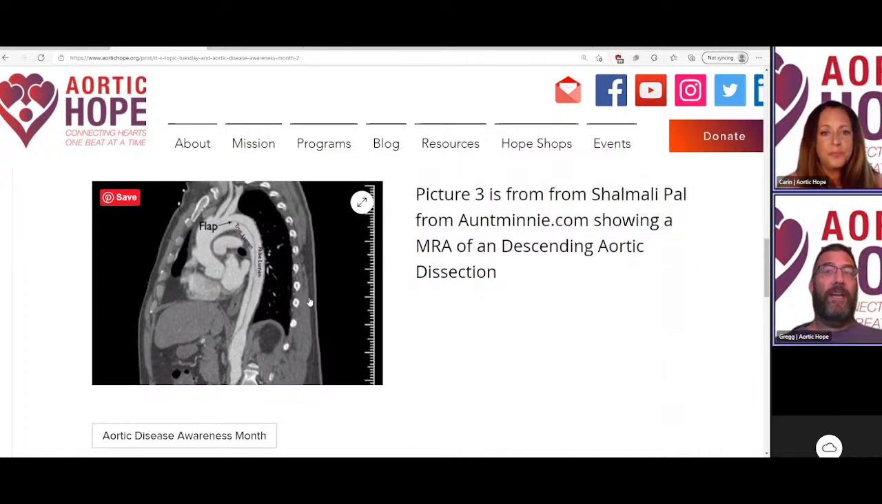Yes, this is picture 3, and this is from Shamali Paul from antmini.com, and this is showing the MRA of a descending aortic dissection. So there's your flap. You can distinctly see that, and then you can distinctly see the line drawing down the length of the dissection.